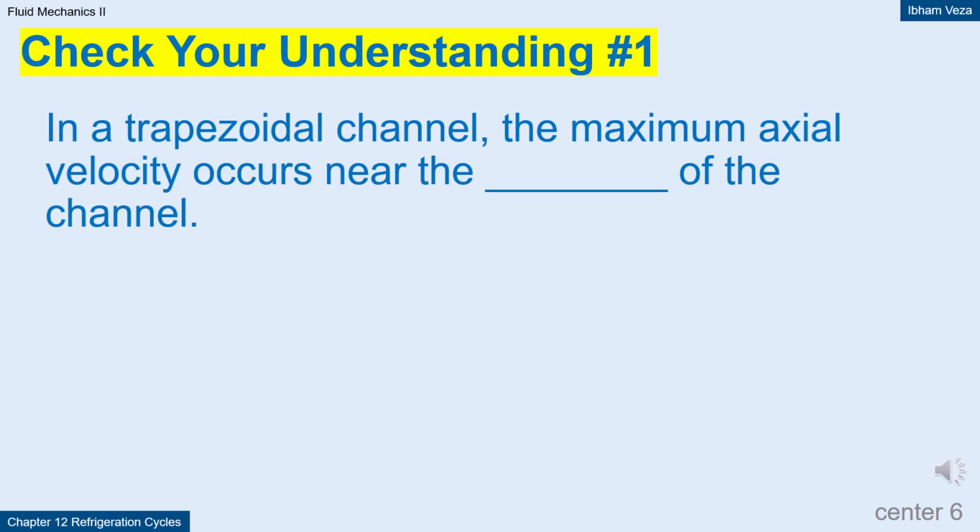Check your understanding number 1. This question emphasizes the understanding of velocity distribution in a trapezoidal channel cross-section. The maximum velocity does not occur near the walls because of friction effects. The center of the channel usually experiences the least resistance, so the velocity there is the highest.